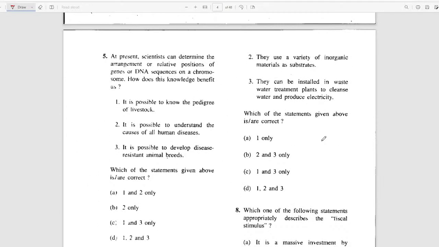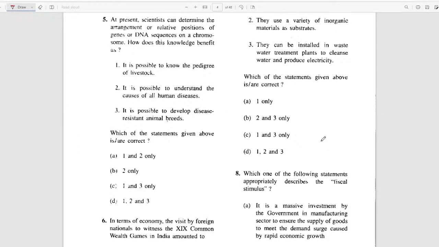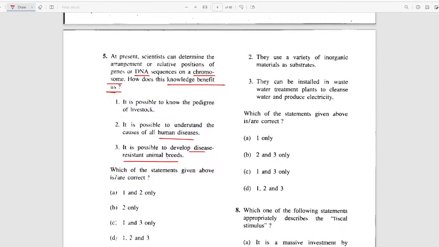Then the fifth question. At present, scientists can determine the arrangements or relative positions of genes or DNA sequence on a chromosome. How does this knowledge benefit us? It is possible to know the pedigree of livestock. It is possible to understand the cause of all human diseases. It is possible to develop disease-resistant animal breeds. For me, what is the correct answer for this is not important. If you are analyzing it at a macro level, you have to understand what are genes, what is DNA, what is a chromosome, and if there is anything related to DNA and chromosomes, how does this knowledge benefit us?